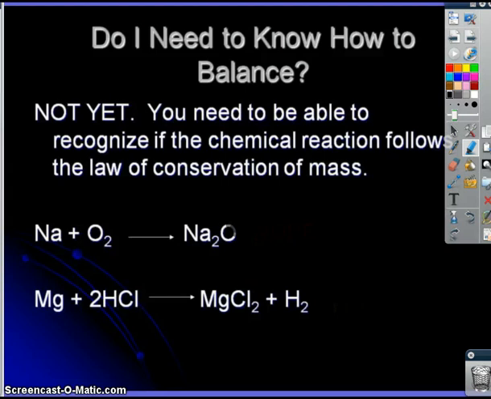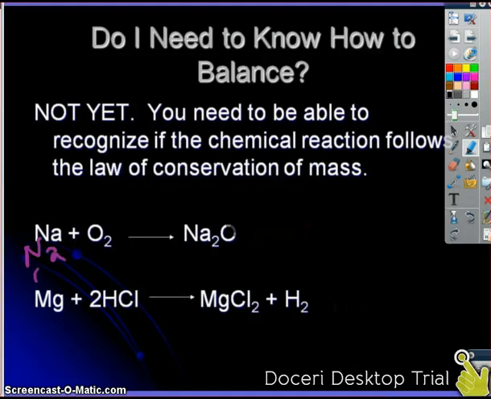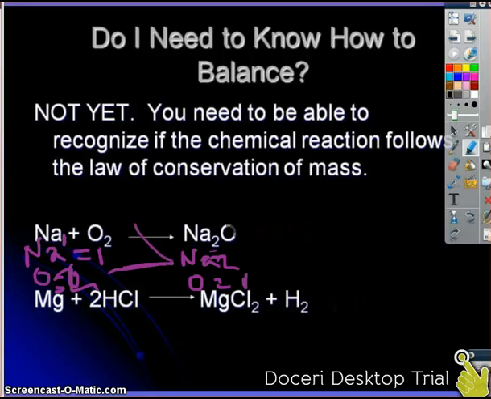Okay, so let's look and see if these are balanced. We do like we've always done: we count our atoms on both sides. We know we have a subscript of 1 here, so we have 1 sodium, and we have 2 oxygens. If we go over here, we have 2 sodiums and only 1 oxygen. So are we balanced? Do our sodiums match? No. Do our oxygens match? No. So we are not balanced. Okay, let's try the second one.